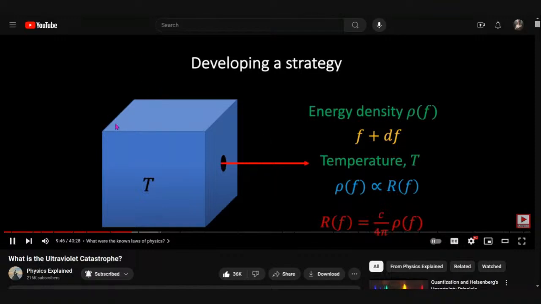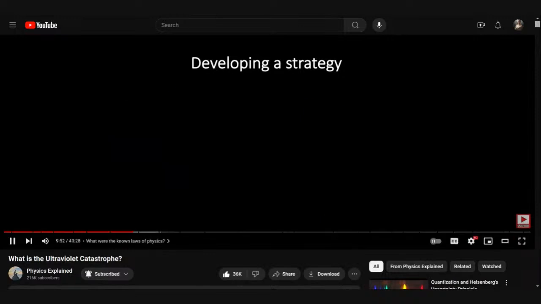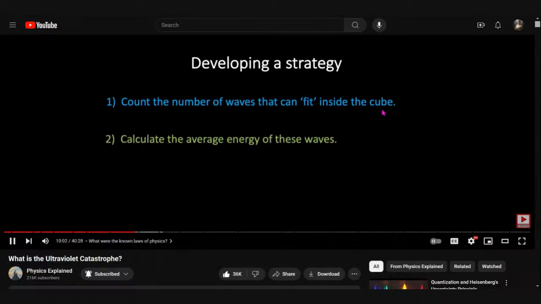I times the energy density, and we'll return to this result later. Okay, but how do you find the energy density? The approach of Rayleigh and Jeans was threefold. Firstly, you need to count the number of electromagnetic waves that fit inside the cube. Secondly, you need to calculate the average energy of these.